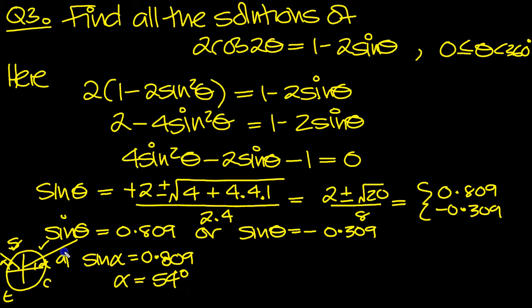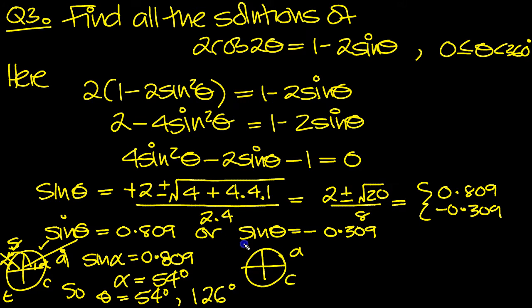Okay, so our first solution for θ will be round to here between 0 and 360. So that's round α, which is 54 degrees. And the other solution here is round to here, which is basically round 180 back 54, which is 126 degrees. 180 minus 54, 126 degrees. Let's do the next one now.